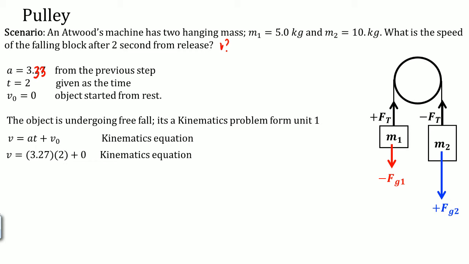Again, you can use 3.27 or you can use 3.33. It depends on whether you use 10 or 9.8 for acceleration. Then you should get the answer roughly around 6.54, or if you use 3.33 times 2, it would be 6.66. All right, that would be how you find the velocity. Make sure you understand that you have to use the kinematics equation to solve for the velocity.